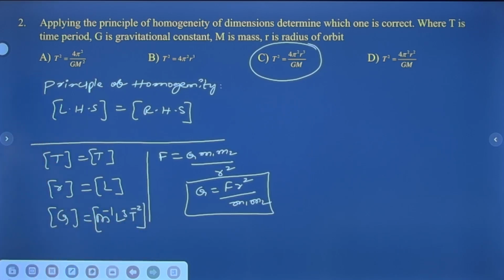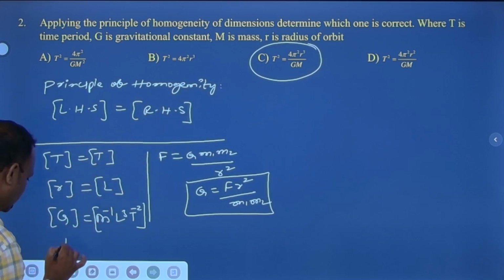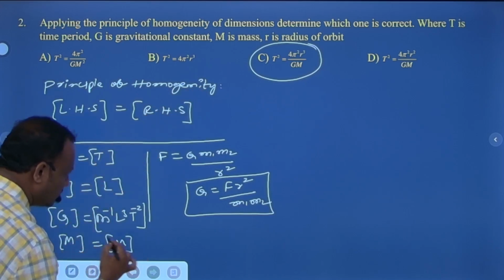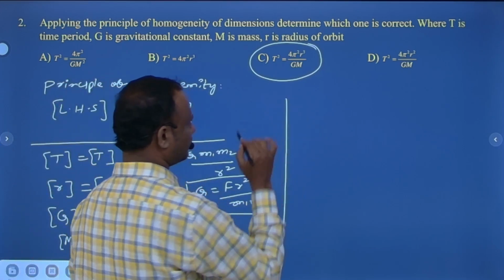M minus 1 L cube T minus 2. Next one, the dimensional formula of mass, what do you say? It's a capital letter M. M only. Okay, now you check on this first.